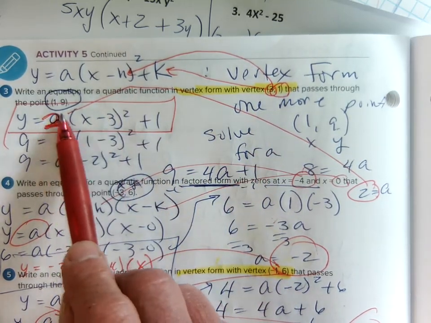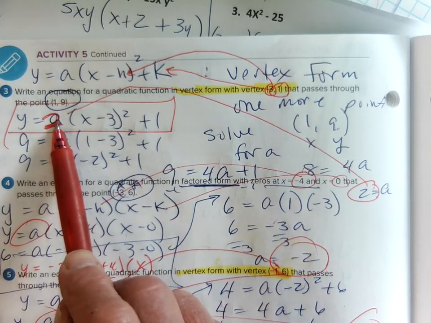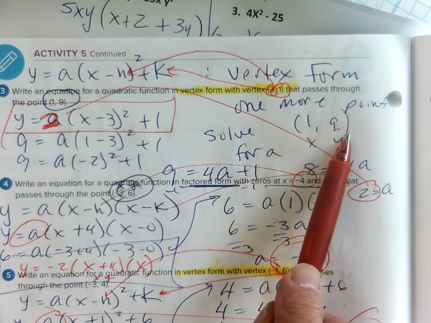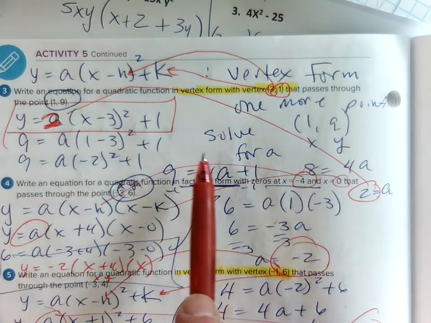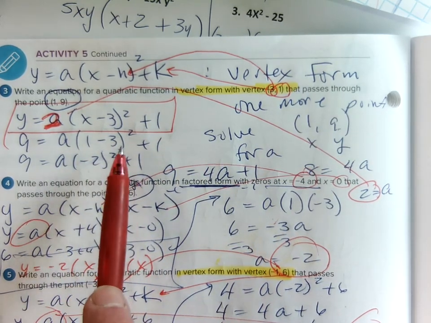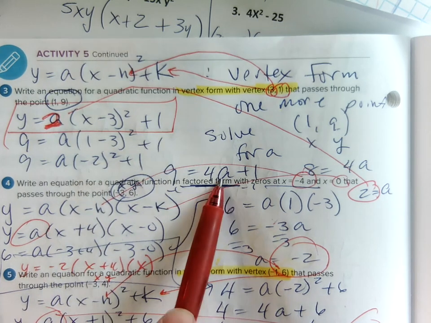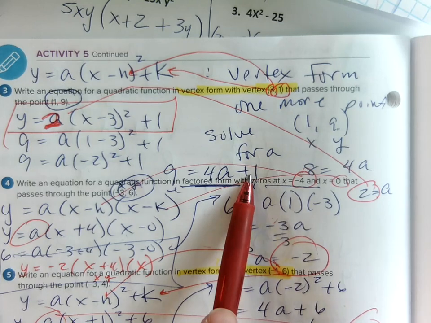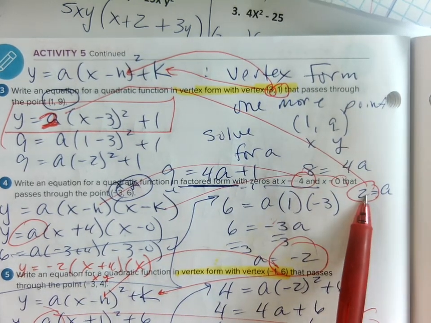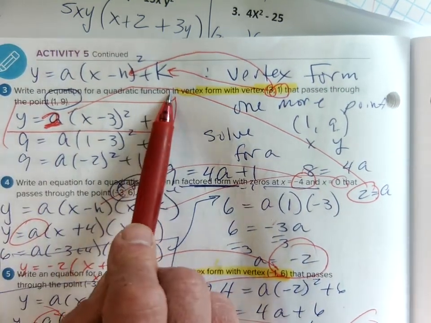Now I need the value of A. Okay, ignore this 2. I need the value of A, so I had to pick a point. And they give us a point 1, 9. So every point has an X and a Y value. So I put my 9 in for Y, and I plug my 1 in for X. Okay, so then from here, 1 minus 3 is a -2, and a -2 squared is 4. And then I solve, 9 minus 1, I get 8. Divide by 4, and I get 2. So A is 2, so I go back and put my 2 here, and that's the equation for this quadratic.